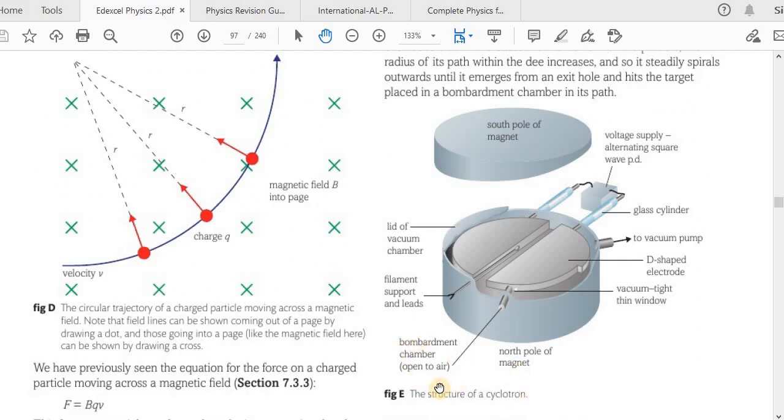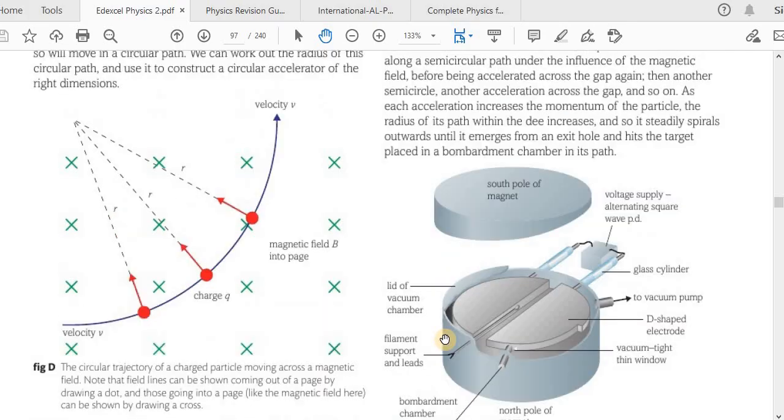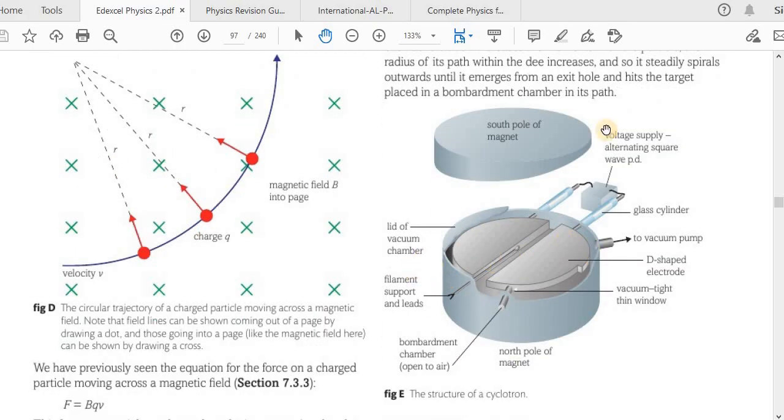See, bombardment chamber open to air. So it comes out of here actually, I think. For it to come out of here, this is actually not the proper place to place it, right? Maybe somewhere here would be more effective because it goes like this. How can it come like that? Maybe if it was somewhere here, it can come out like that. Anyway, this is just a diagram.